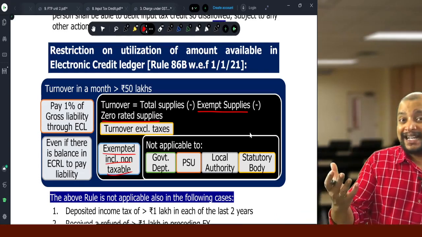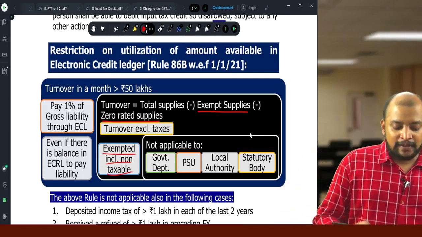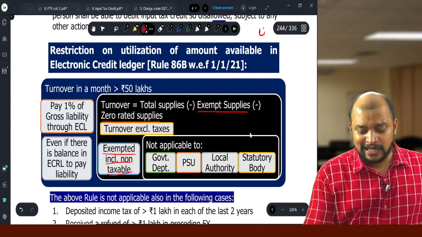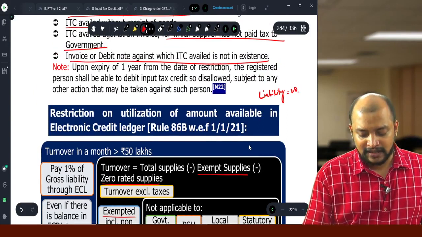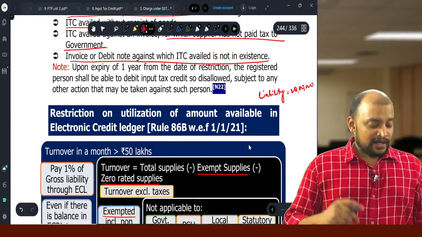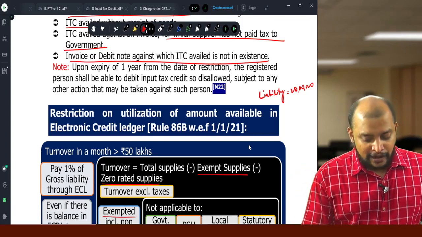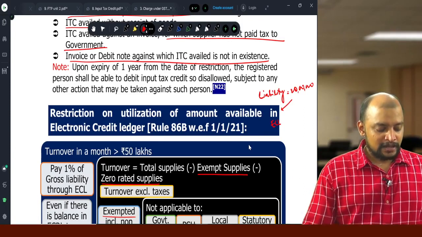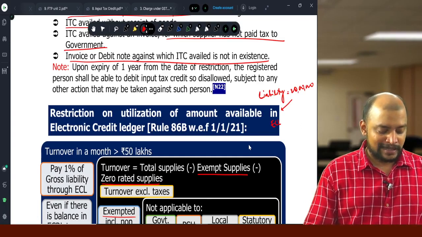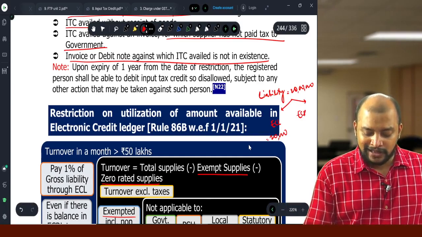So for the purpose of creating some cash inflow, even though you have enough balance, they are telling this. For example, I have a liability for the month of say 20 lakhs. Now 1% I have to pay through electronic cash ledger. That is 20 lakhs into 1%, 20,000 I have to pay through cash ledger, and I can pay the remaining through credit ledger.